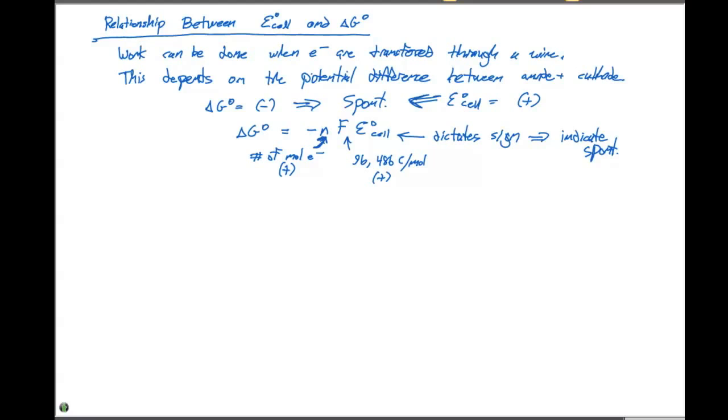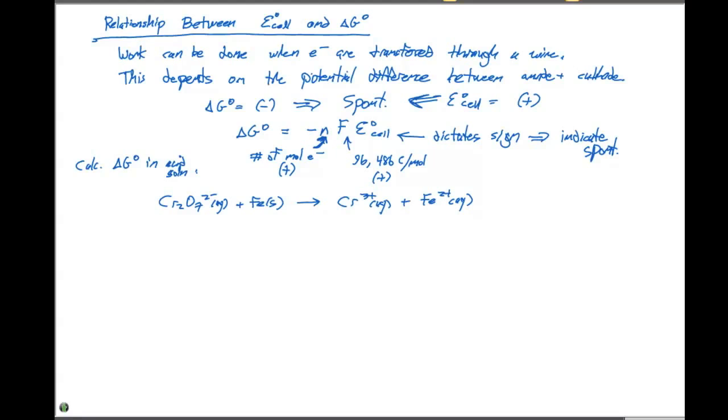So from this data, we can look at an electrochemical reaction and calculate its delta G naught, or the standard Gibbs free energy. So let's calculate delta G naught in acidic solution for the following. Here we have Cr2O7 2 minus in aqueous solution plus solid iron, giving us chromium 3 plus in aqueous solution plus iron 2 plus in aqueous solution.